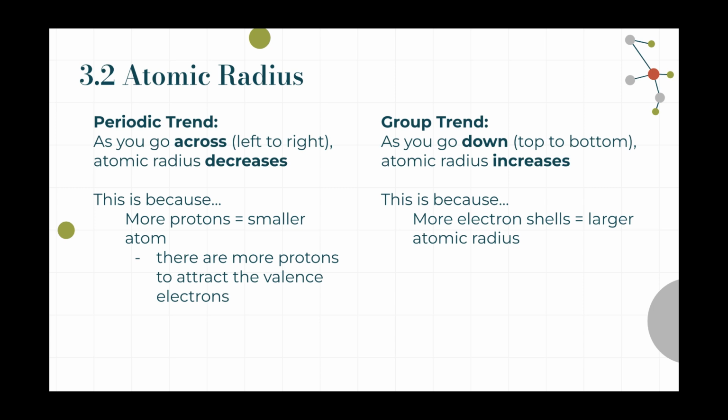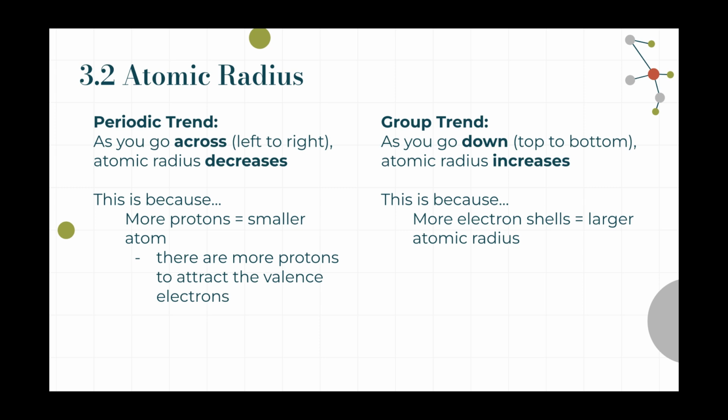So if you have a periodic table on hand, which it's good to have, let's look at the second row, carbon and nitrogen. We can see that carbon has 6 protons, nitrogen has 7 protons. Since nitrogen has more protons, there are more protons to attract the valence electrons, or your outermost electrons. So that means there's a stronger pull on them, and they're pulled closer to the nucleus, which reduces the distance from the nucleus to your outermost electrons, which decreases your atomic radius.